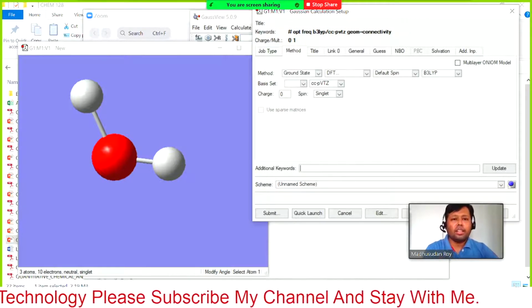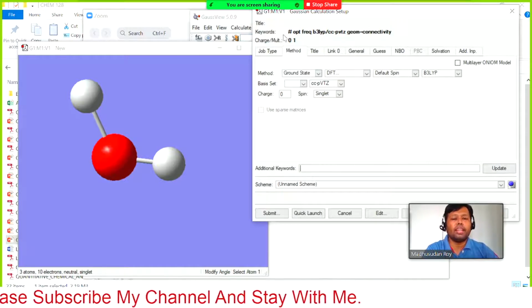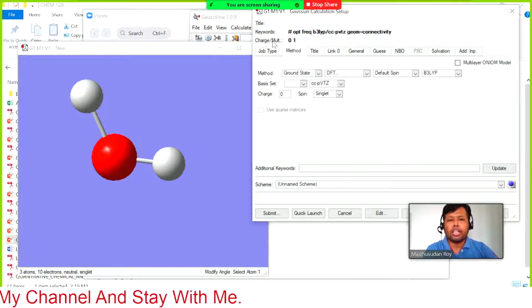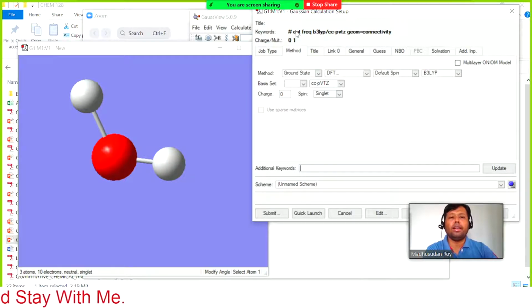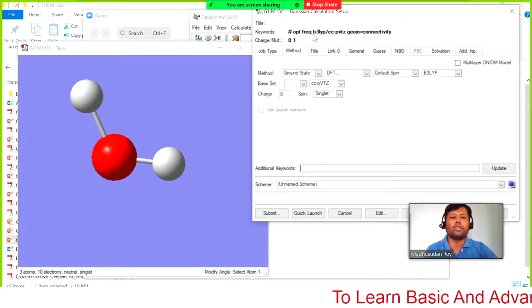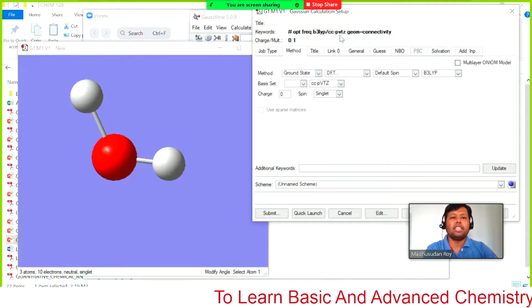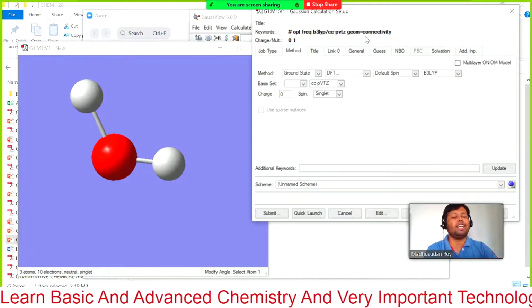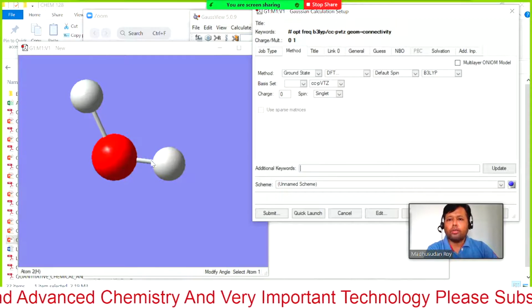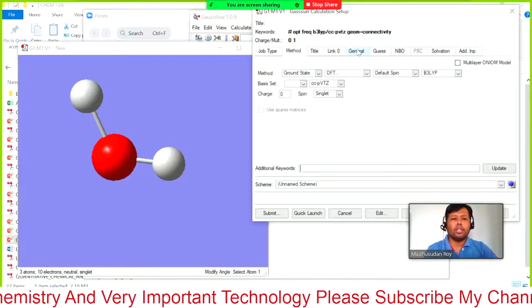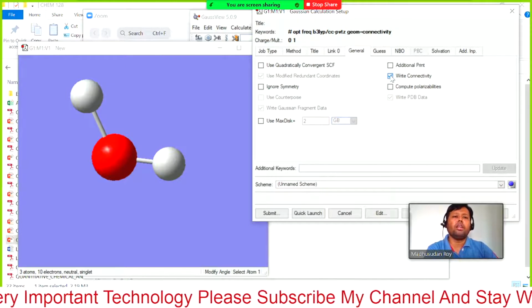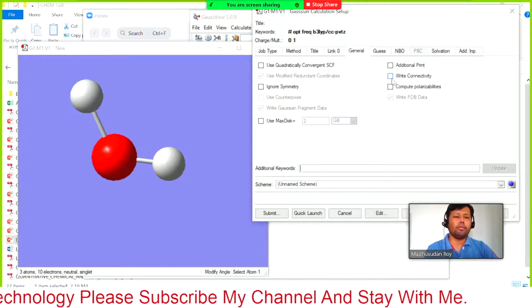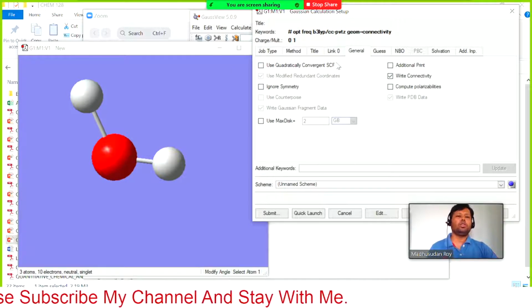Finally, the keywords we have given here are charge and multiplicity 0 1. This is the work the computer will perform: optimization, frequency, and the functions we have given, B3LYP and CCPVTZ, the keywords and basis functions, and geometry connectivity. That means the atoms will connect with each other. We can write something here, or if we leave it out that is also okay, but by default it shows this, so we will keep it.